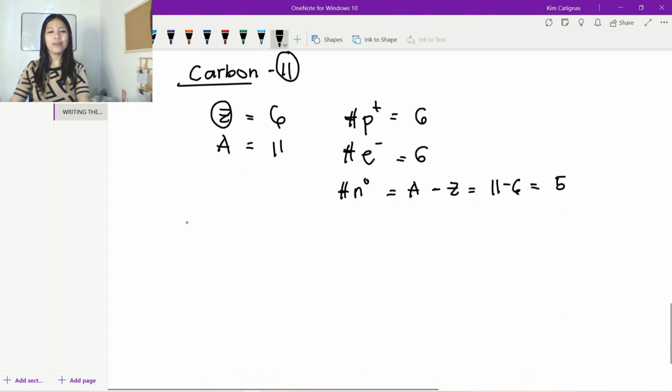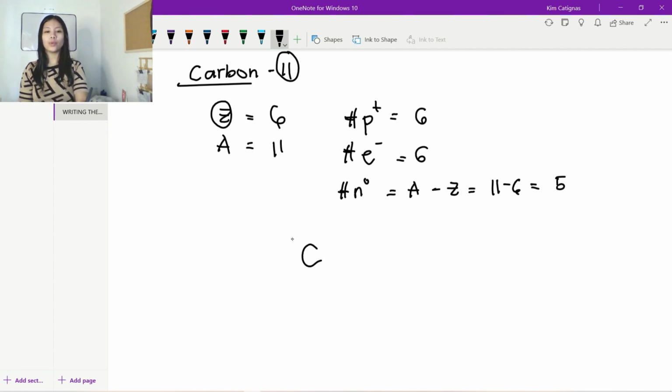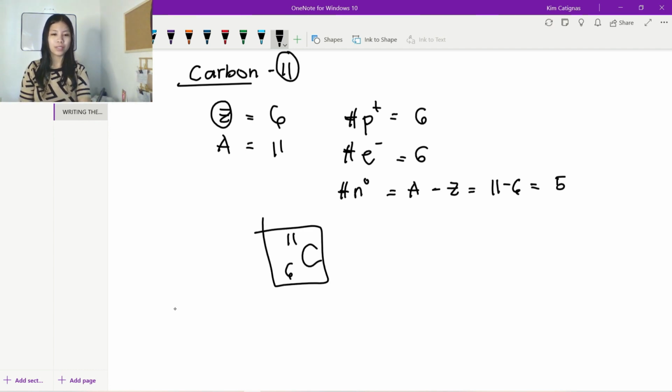Okay? So, how about, so hindi ko nabigay yung atomic symbol, no? So, in writing this, alam natin na kanyang element, ang kanyang chemical symbol is C. Then, we will write here at the upper left corner yung kanyang atomic mass. At dito naman sa lower left corner niya ay yung atomic number. So, eto na po yun. Ito na po yung atomic symbol ni carbon-11.